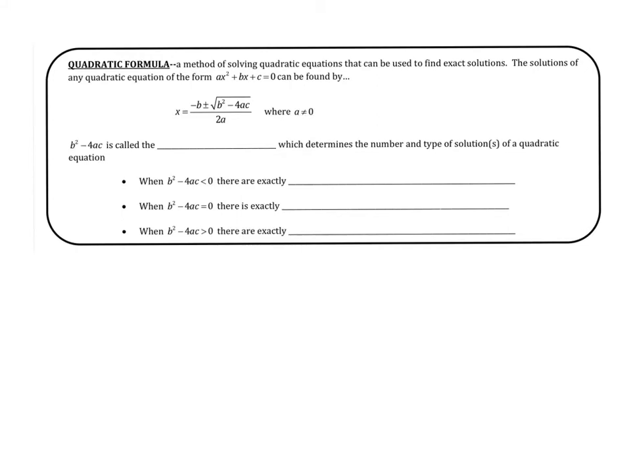Okay, welcome. Today we are focusing on the quadratic formula and a specific part of it, which is the discriminant. The quadratic formula is a method of solving quadratic equations that can be used to find exact solutions. The solutions of any quadratic equation of the form ax squared plus bx plus c equals 0 can be found by plugging the coefficients a, b, and c into that formula.